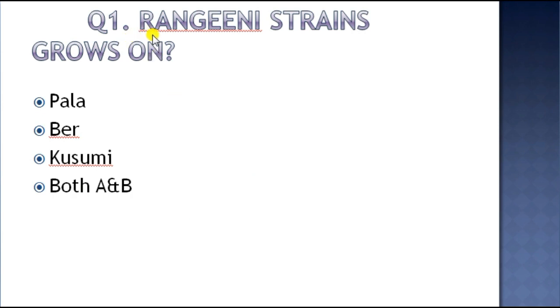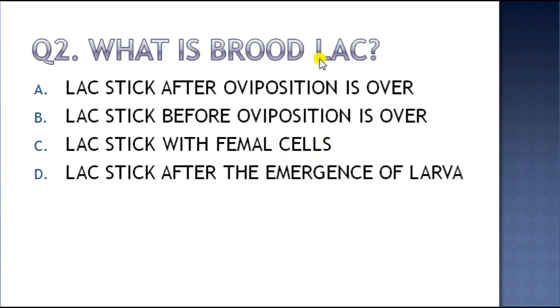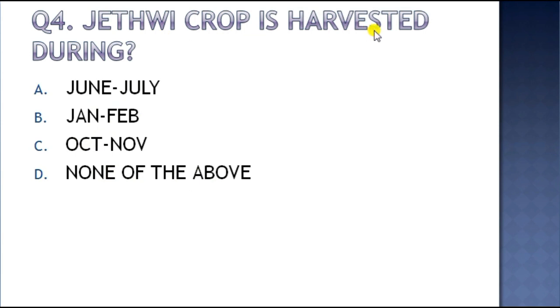Question 1. Rangini strains grow on Palas, Ber, Kusum, or both A and B? Comment the answers below. Second question: what is brood lac? Lac stick after oviposition is over, lac stick before oviposition is over, lac stick with female cells, or lac stick after the emergence of larva? Kusmi strains are grown in the months of Aghani, Baisakhi, Katki, or none of the above? The Jethvi crop is harvested during June to July, January to February, October to November, or none of the above?